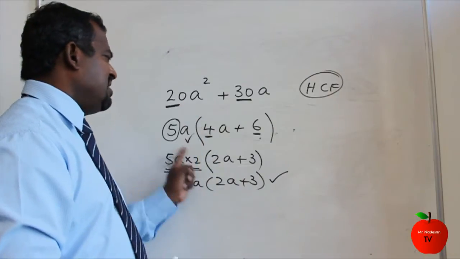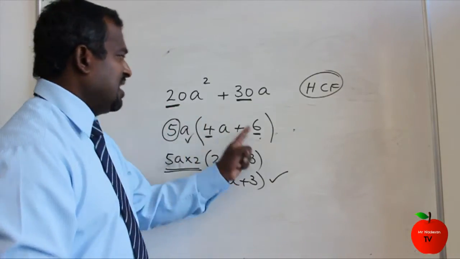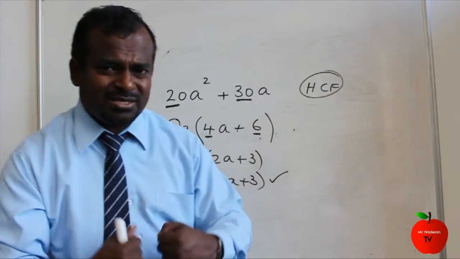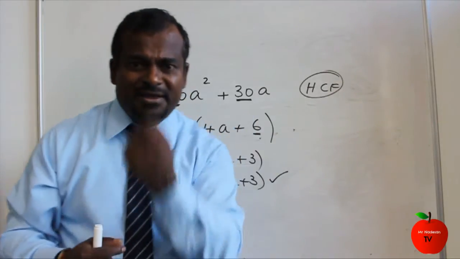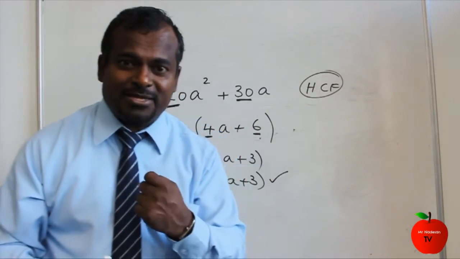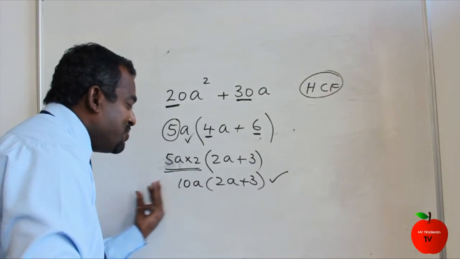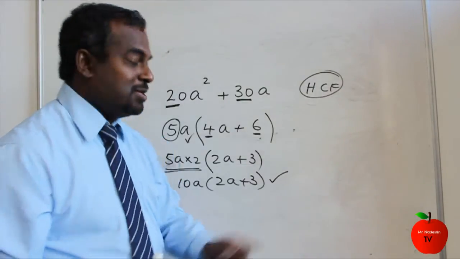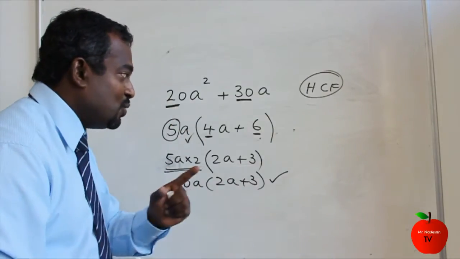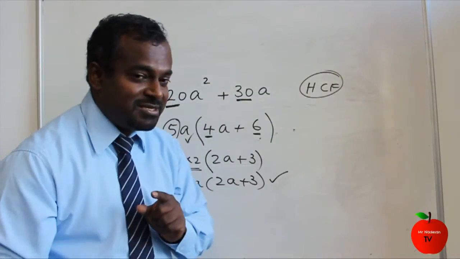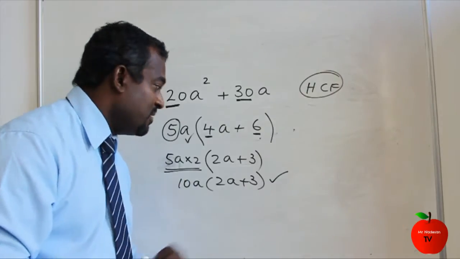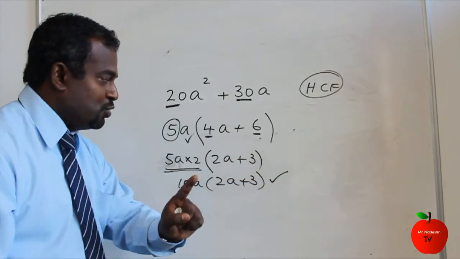5 times 4, 20a squared plus 5 times 6, 30a. Yes, I got the answer. When I double check your answer, I expand it. Yes, of course, you expand is right. But we're talking about the highest common factor. You can take a common. So, make sure when you pick the numbers, find the highest common factor properly. If you leave the answer like this, you lose your mark.